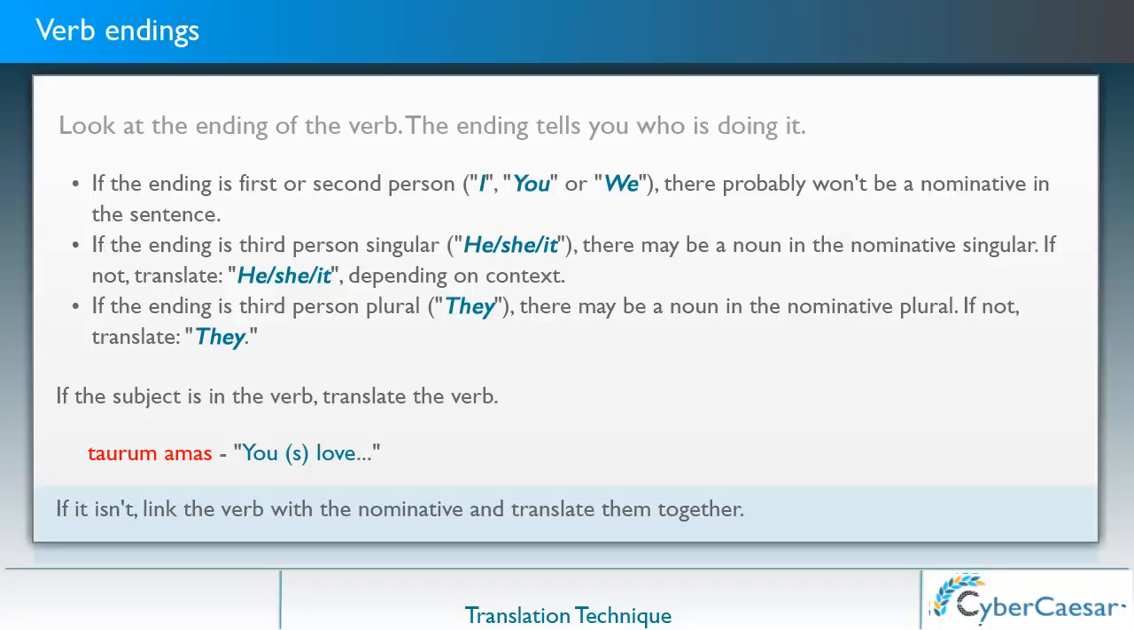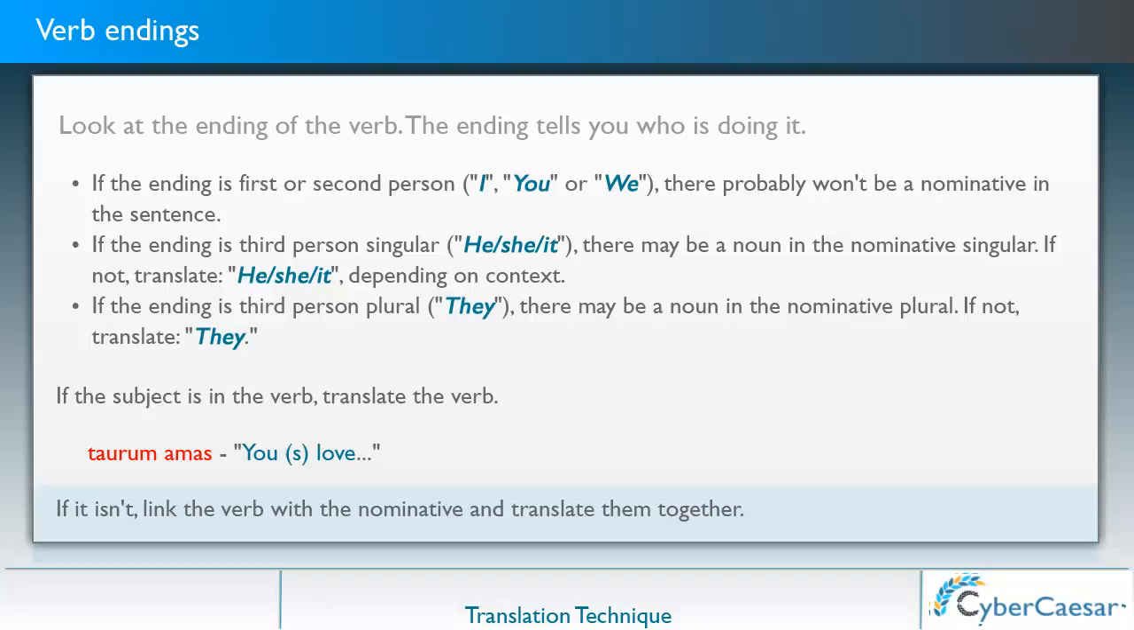Look at the ending of the verb. The ending tells you who is doing it. If the ending is first or second person, there probably won't be a nominative in the sentence. If the ending is third person singular, there may be a noun in the nominative singular. If not, translate he, she, it, depending on context. If the ending is third person plural, there may be a noun in the nominative plural. If not, translate they.